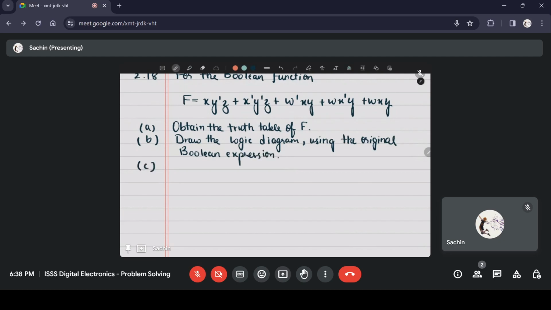Part C, use Boolean algebra to simplify the function to a minimum number of literals.